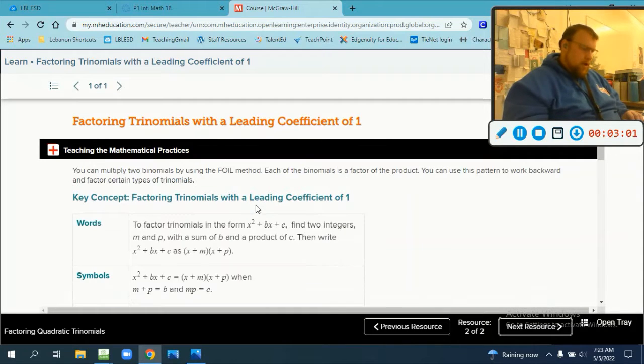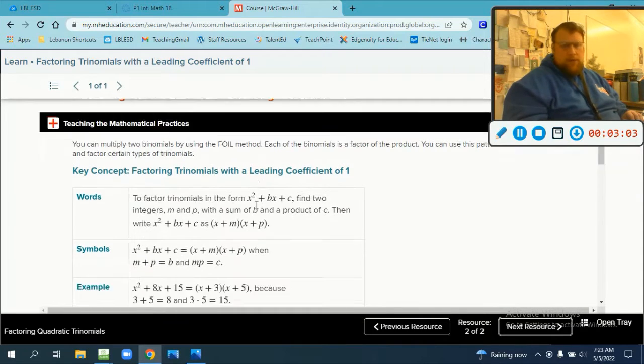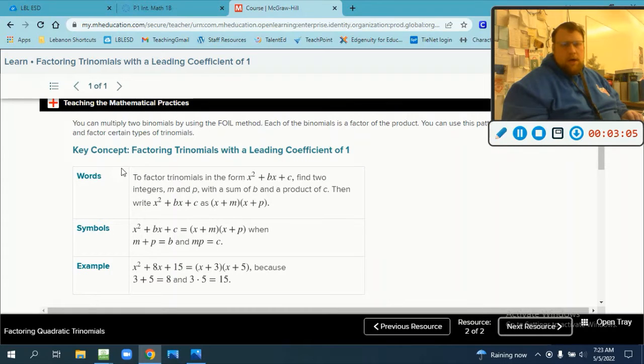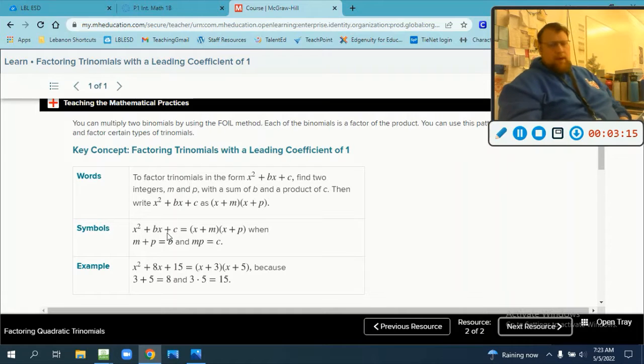We are going to write down today's key concept, which is factoring trinomials with a leading coefficient of 1. So something in the form of x squared plus bx plus c. You're only writing the symbols and example. You'll notice that area on your paper. And what it is, it's equal to the two binomials, x plus m and x plus p, when m plus p equals b and m times p equals c. That'll make sense in just a moment.